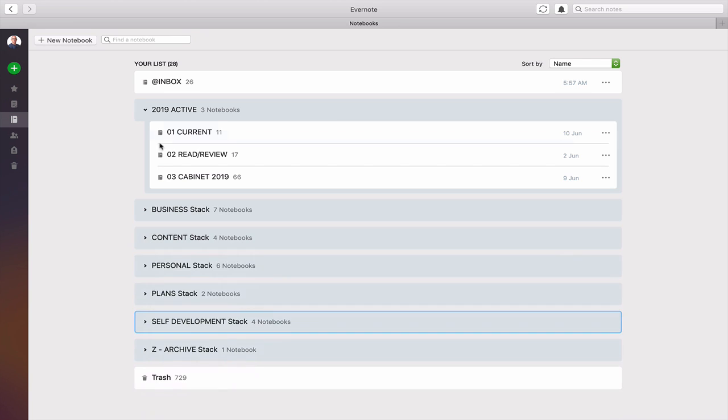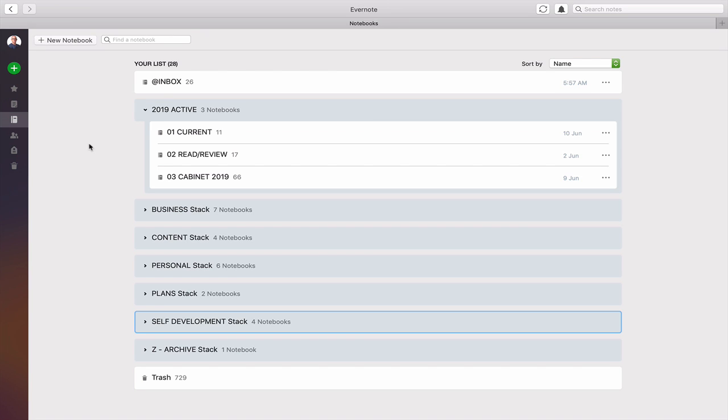But on a day-to-day basis, this is really what I'm working from, which is my current, and these are all the things that I really want to work on right now, things that are in my mind at the moment. And of course, when they come off my mind or when they're developed, either they become a full-blown project and can be moved into Todoist, or the notes and the notebook can be moved into my business stack or my content stack.